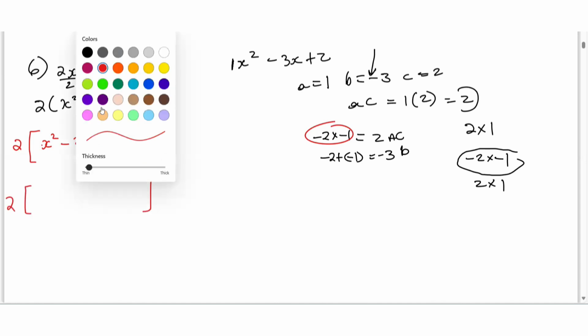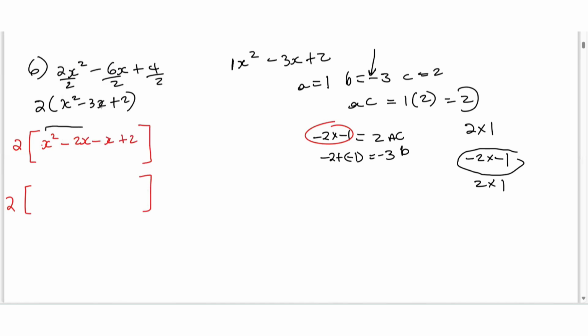Now, I'm going to group these inside here because we do have 4 terms. So this is group 1 and this is group 2. For group 1, x is going to be my common factor. So I'm going to divide this by x and divide that by x. When x is divided into x squared, I'm left with x. But when x is divided into negative 2x, I'm left with negative 2. Already, I'm seeing x and 2.